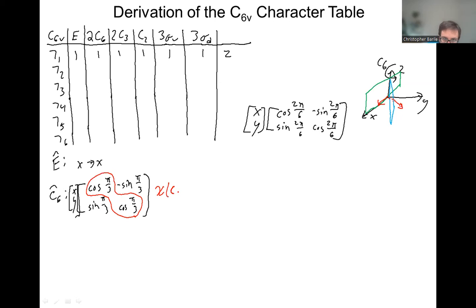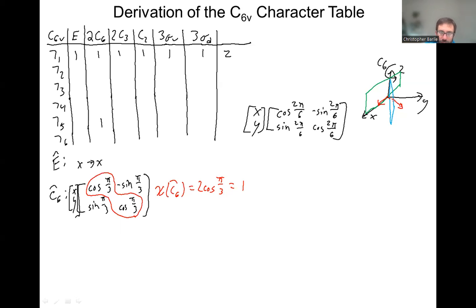The chi, the character of the C6 operation for the x and y functions, which are transforming together, is going to just be equal to 2 cosine pi over 3. And cosine pi over 3 is 1/2. So this equals 2 times 1/2, which is 1. And so for our x vector here, I'm going to put it down here because I know what the standard way ends up being for putting this character table. Sorry, it should be a 1.